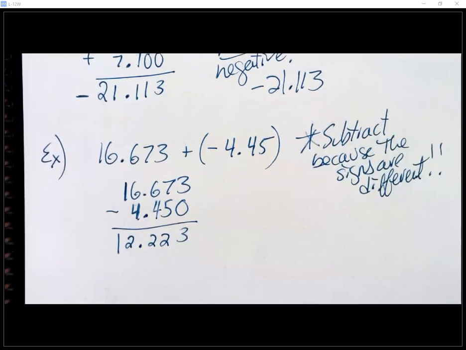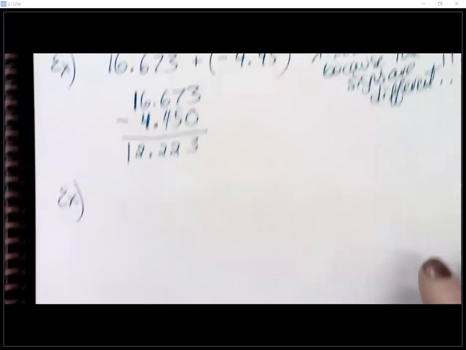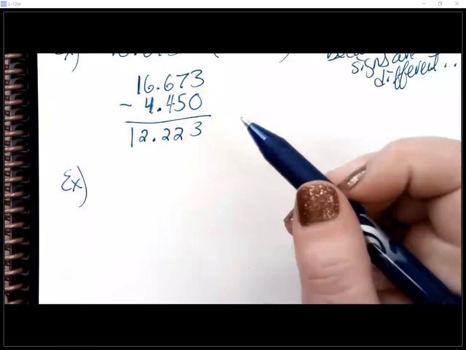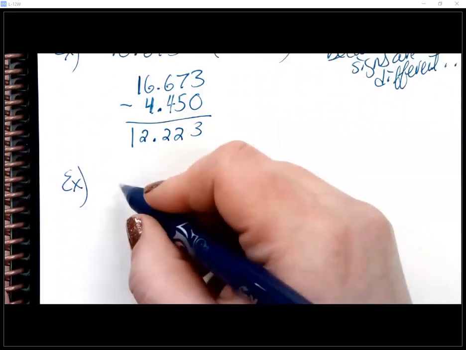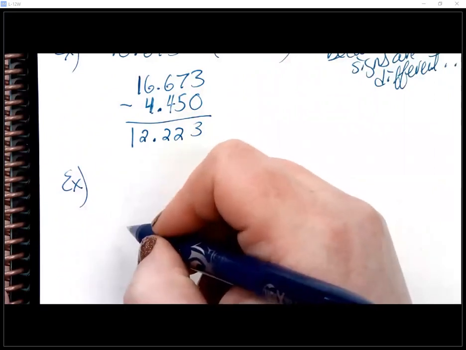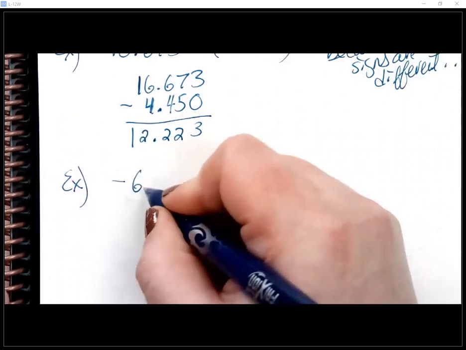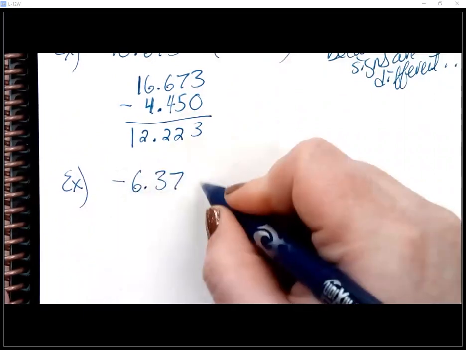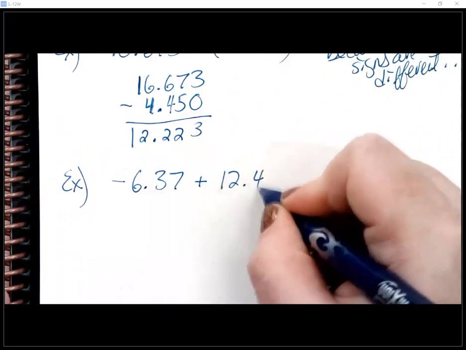So let's try one more. What if I had, let's do this, negative 6.37 plus 12.459.